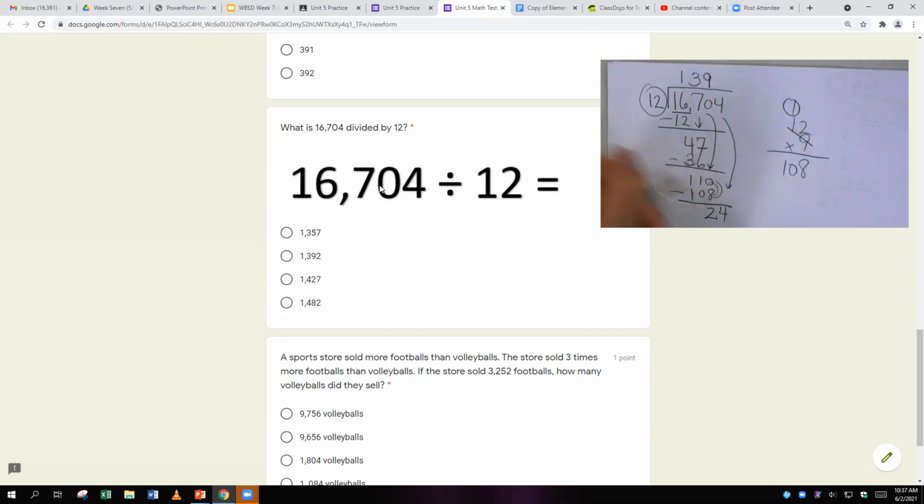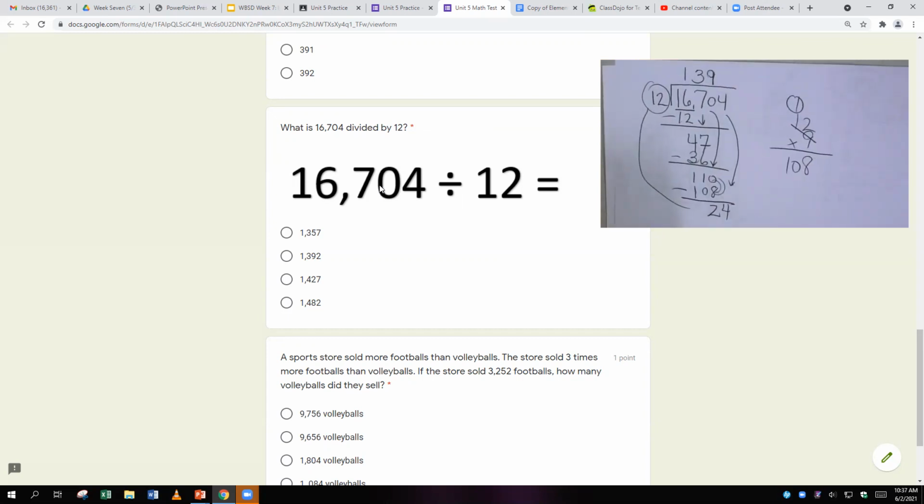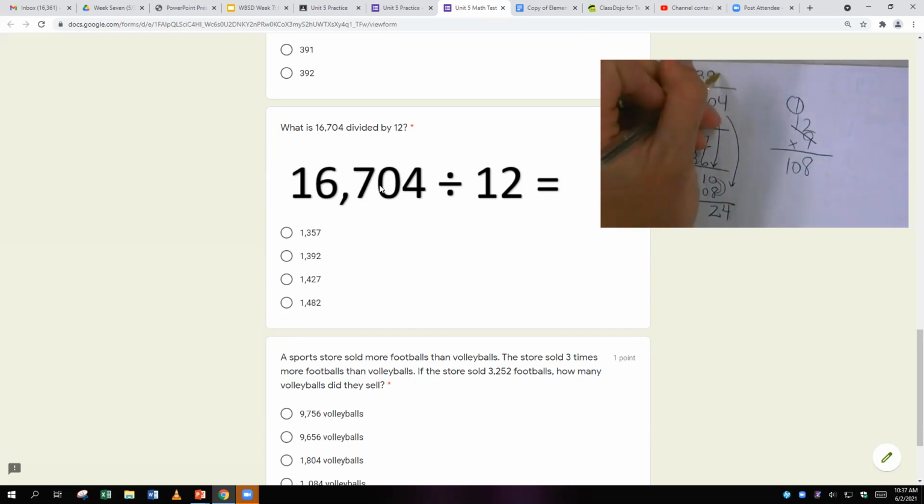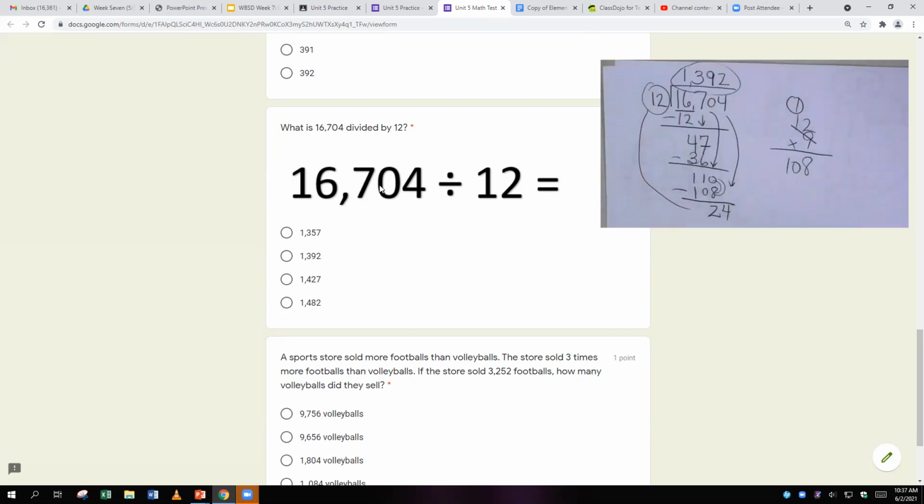Put down the 4 next to it. And how many 12s are in 24? 12, 24, 2. Answer is 1,392.